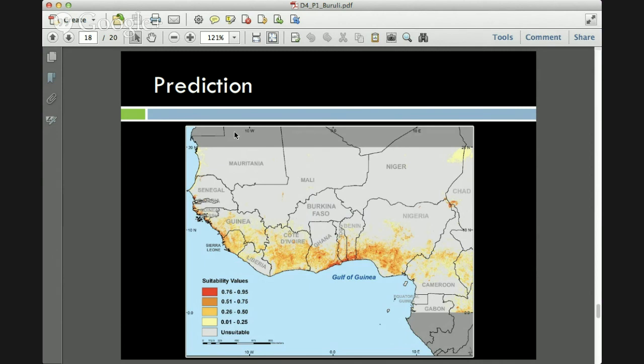So back to our prediction map, you can see once again, there's quite a bit of area that's predicted potentially suitable for Buruli ulcer disease. Obviously, within these areas, certain things have to take place, unknown behavioral activities, or a combination of events for a person to actually become infected with BU.